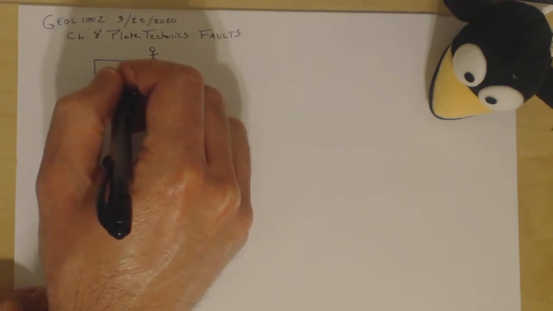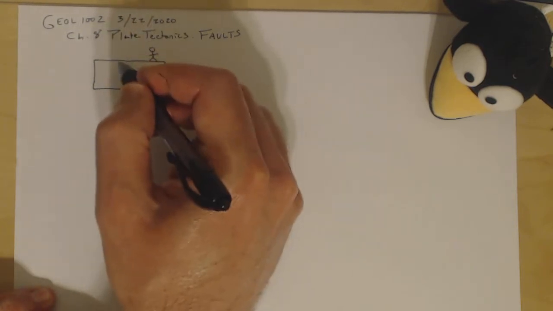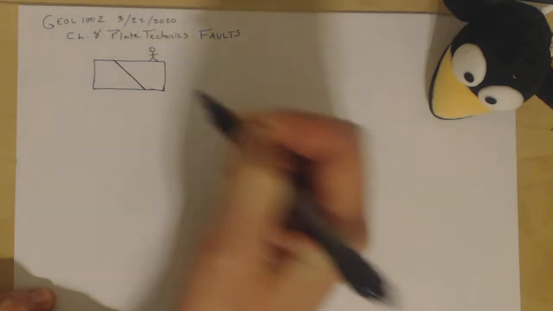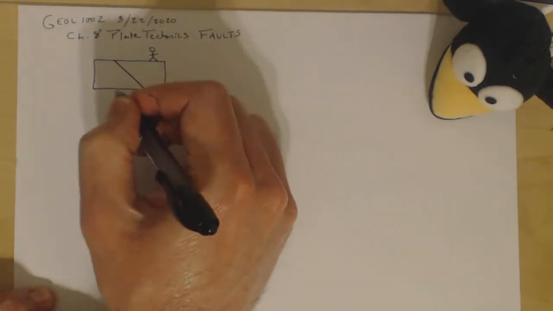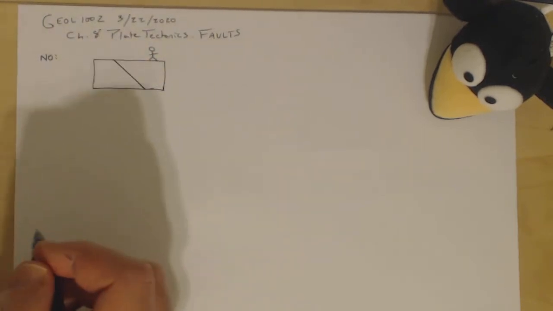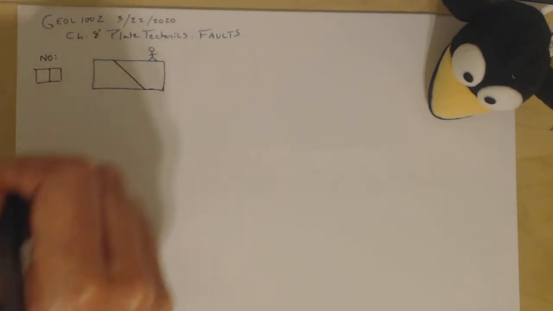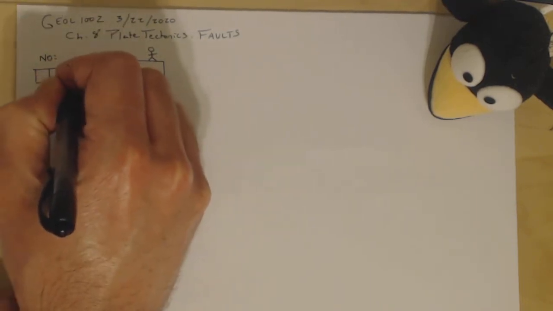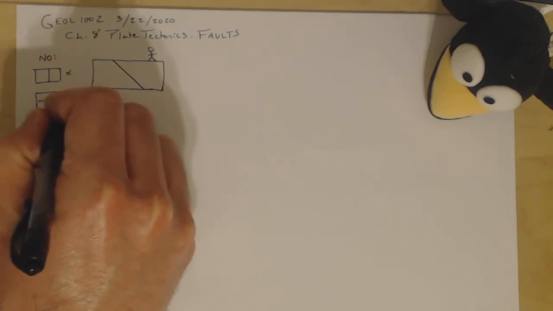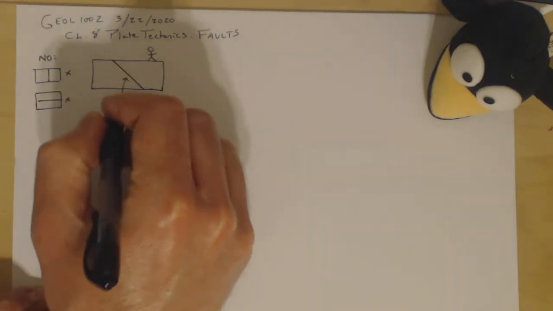What's going to happen here is we're going to draw a line from somewhere at the top to somewhere at the bottom. And you want the line to be at an angle. You want it to look something like this. Or it could go the other way. What you don't want to do is draw a block where the line is perfectly vertical, and you don't want the line to be perfectly horizontal. This is the fault line.